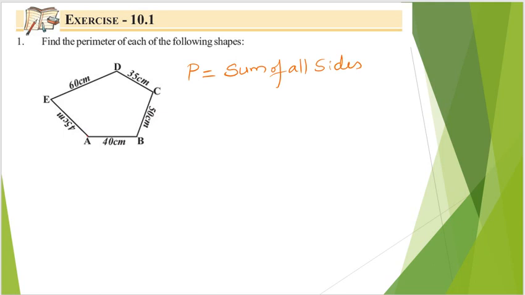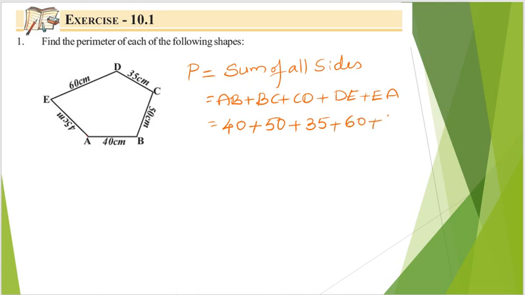From this, I can write the perimeter as AB plus BC plus CD plus DE plus EA. If you substitute the values, this is 40 centimeters, this is 50 centimeters, next 35 centimeters, next 60 centimeters, and next 45 centimeters.